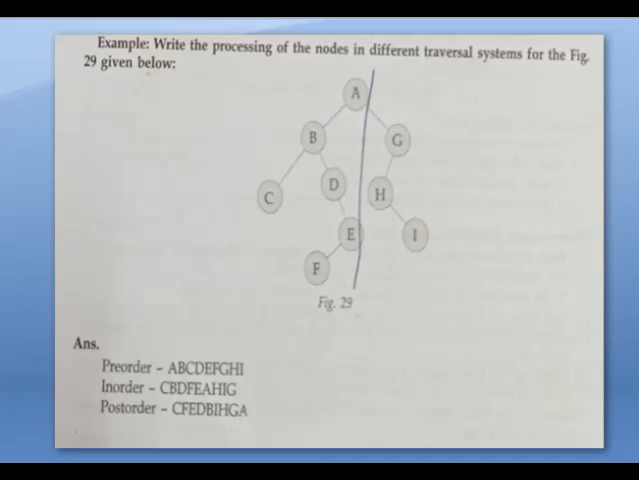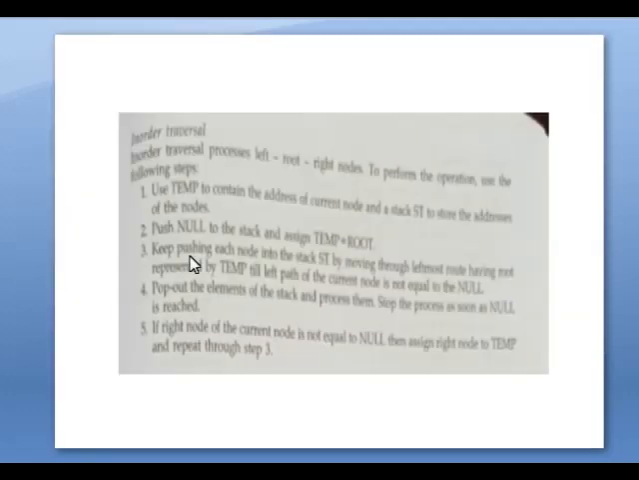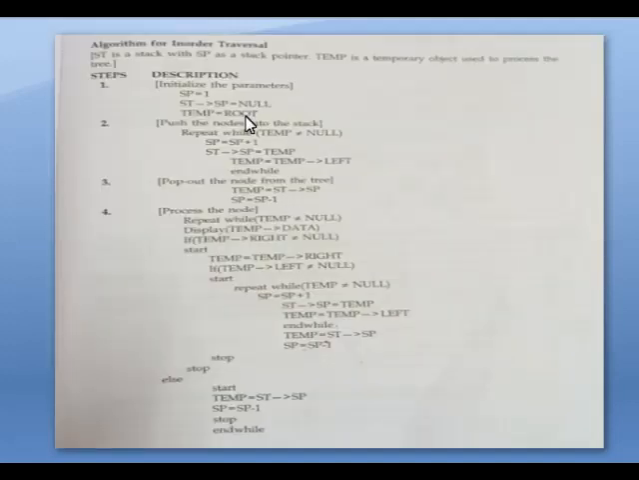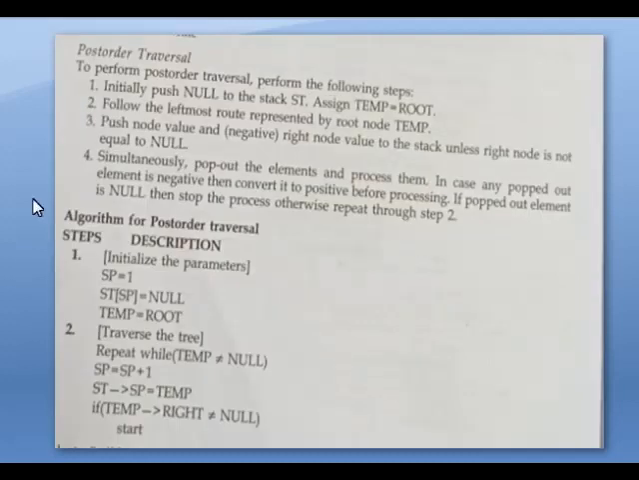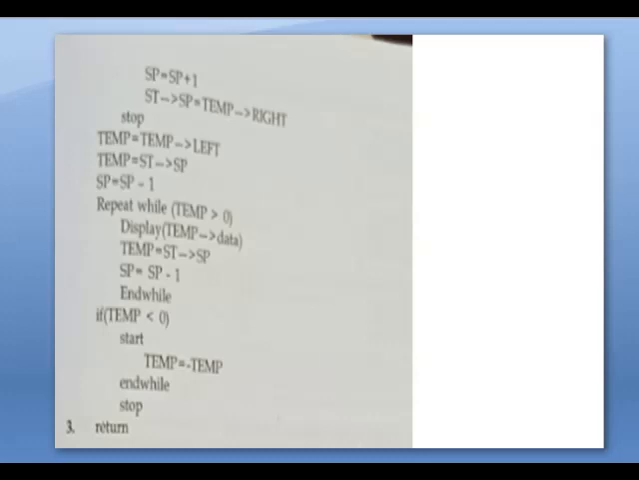So for in-order traversal, the rules are there, and the algorithm is also here. This is the rules for pre-order traversal, and this is the algorithm for pre-order traversal. This is the rules for post-order traversal, and this is the algorithm for post-order traversal. So students, the data structure chapter is over. You have to practice more on binary trees, infix and postfix notation, stack and queue. Okay students.